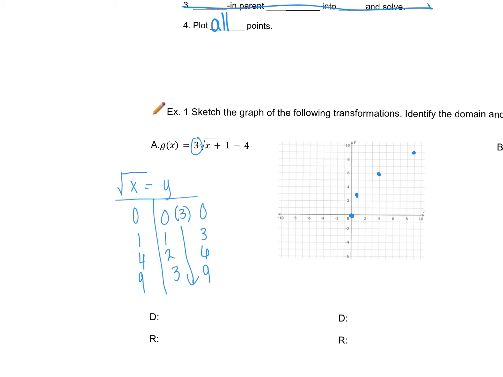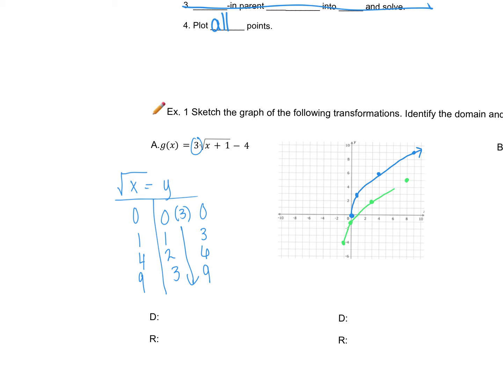That is going to be our parent, and we are going to move that parent, remember, to the left 1 and down 4. So we're going to move that to the left 1 and down 4. Left 1, 1, 2, 3, 4, and 1, 1, 2, 3, 4.